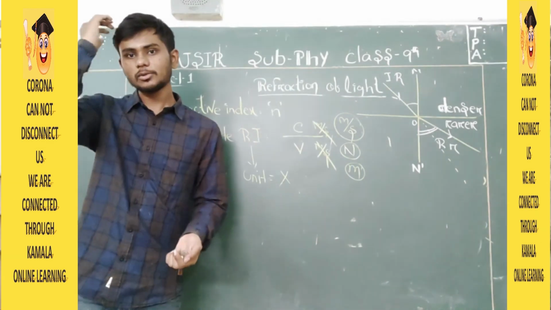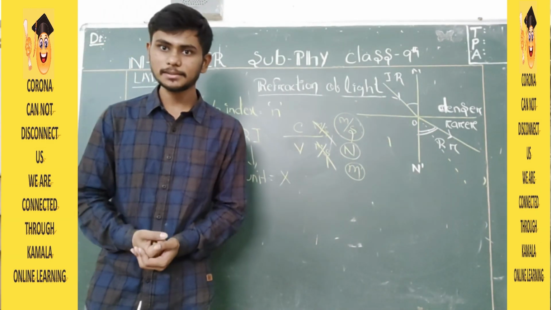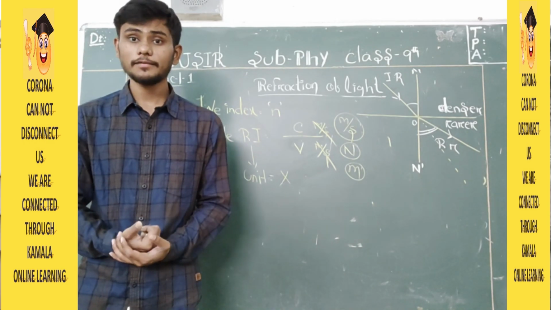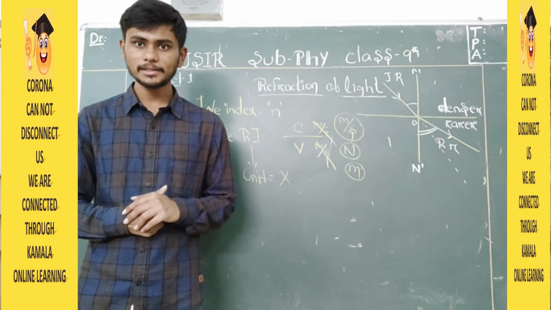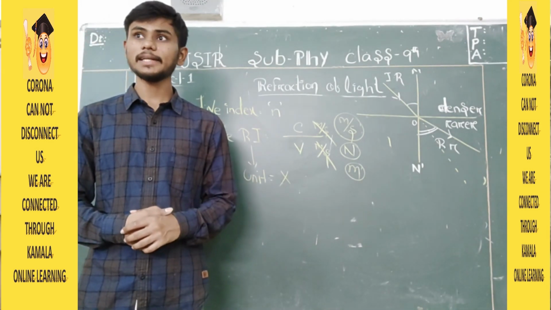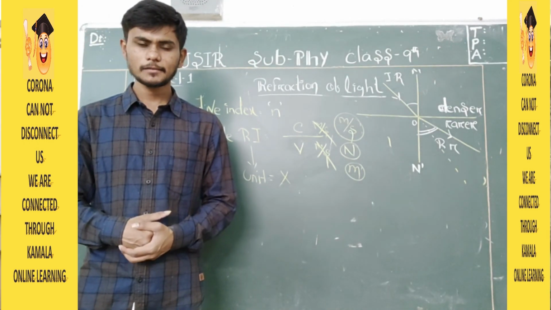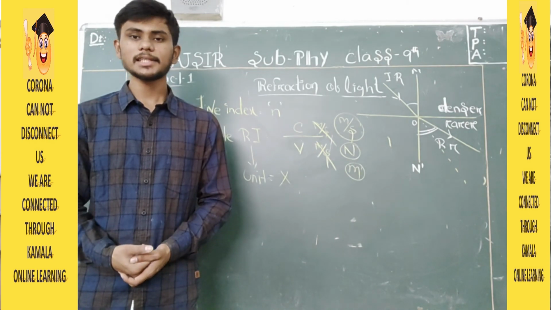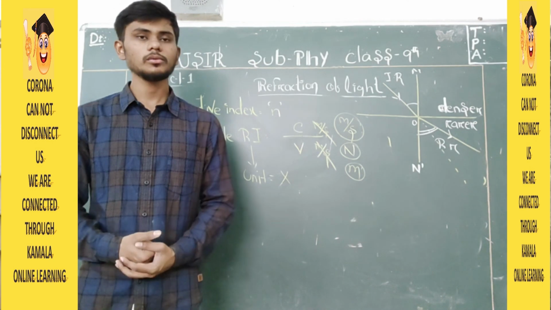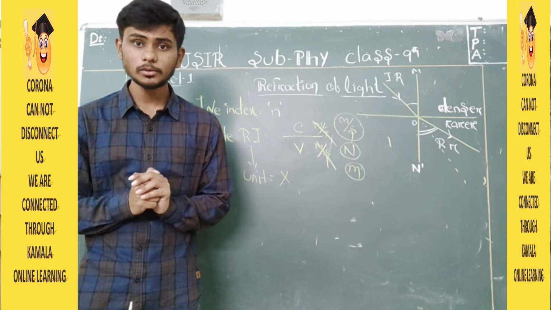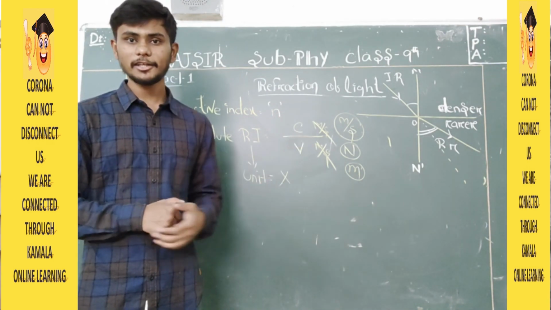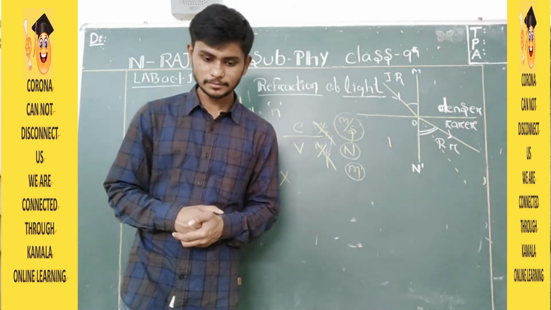If somebody asks what your weight is, you will say 50 kg. If somebody asks how many kilometers you have traveled, you will say 500 kilometers. If somebody asks what the refractive index of glass is, you will say 1.33. That's it. 1.33 is the refractive index of glass. Is there any unit? No sir, there is no unit. Why is there no unit? Because both are divided, similar kinds of physical quantities.